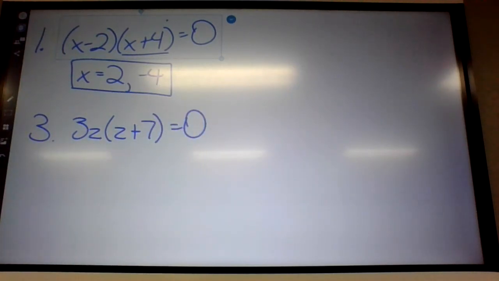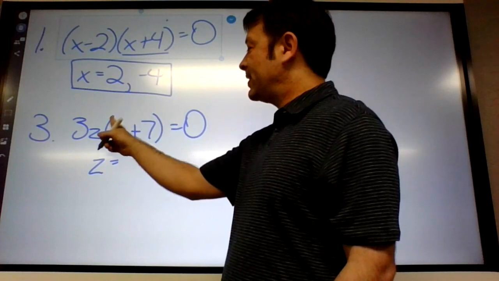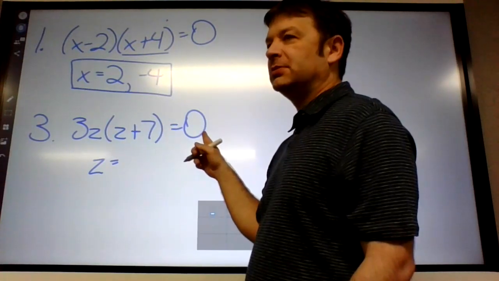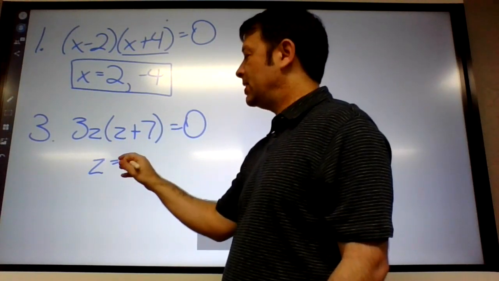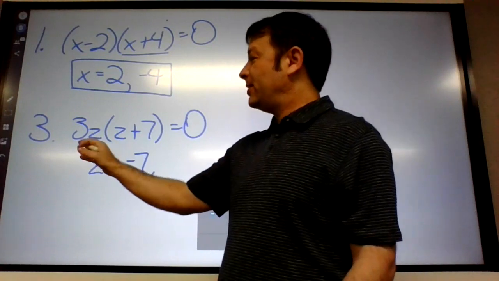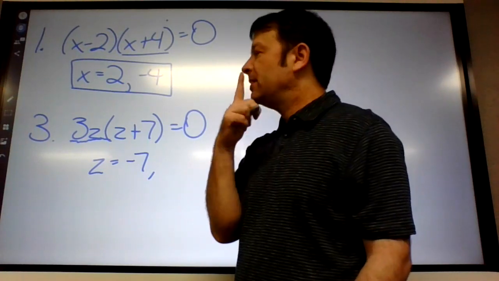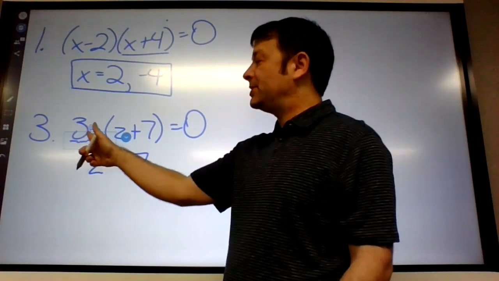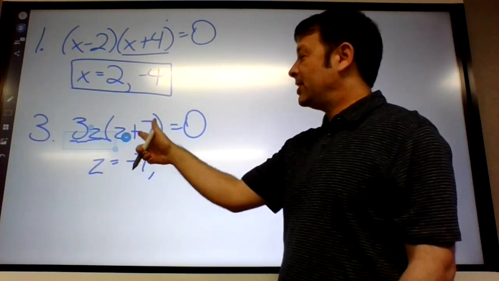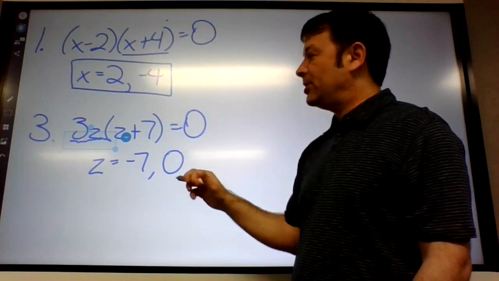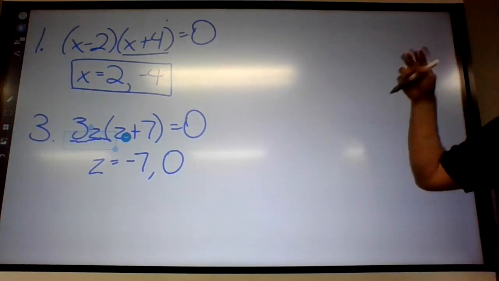Let's go with Hannah. Hannah, what z value would make this factor equal 0? What could I plug in for z right here? Negative 7. Okay, now I didn't show you one like this. How about if there's a z out here in front? Z can just be 0. Right, because what if I put a 0 right there? What's 3 times 0? 0. 0 times whatever, it doesn't matter what that is. So if there's a variable out in front, 0 is going to be one of your answers. 0 would work there.